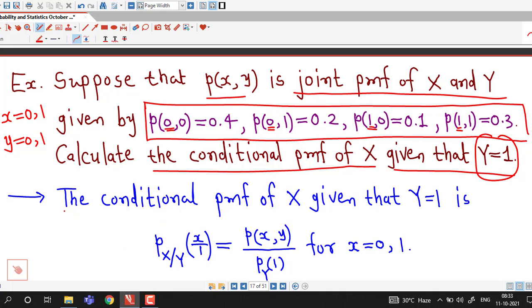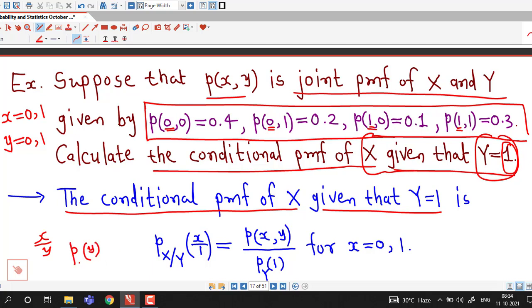So we use the definition. The conditional probability mass function of X given that Y equal to 1 is p of, in the suffix we write X given Y, because we are asked to find the probability mass function of X given that Y equal to 1. Here, instead of X given Y, we write X given 1 because the value of small y is 1. This is equal to the value of the joint PMF at ordered pair (x, y) divided by the value of the probability mass function of random variable Y at the point y equal to 1. So here we write 1.